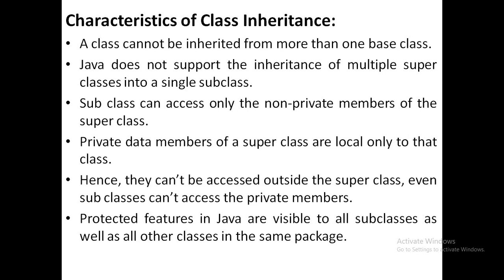Characteristics of class inheritance. A class cannot be inherited from more than one base class. That is, Java doesn't support multiple inheritance. That is, Java is not supporting the inheritance of multiple superclasses into a single subclass. A subclass can access only the non-private members of the superclass. Private data members of a superclass are local only to that class, and cannot be accessed outside the superclass, and also the subclasses cannot access the private members. However, the subclasses can access the protected features of the superclass.